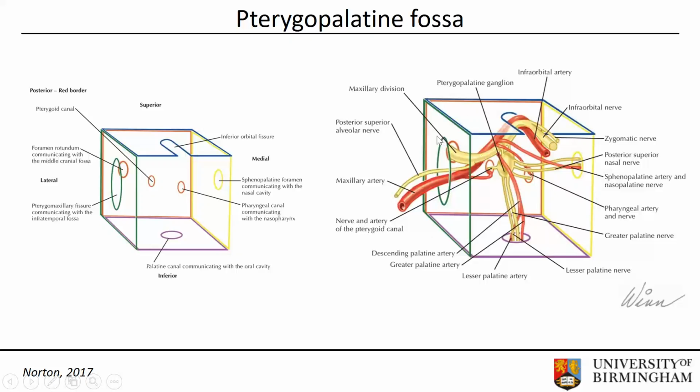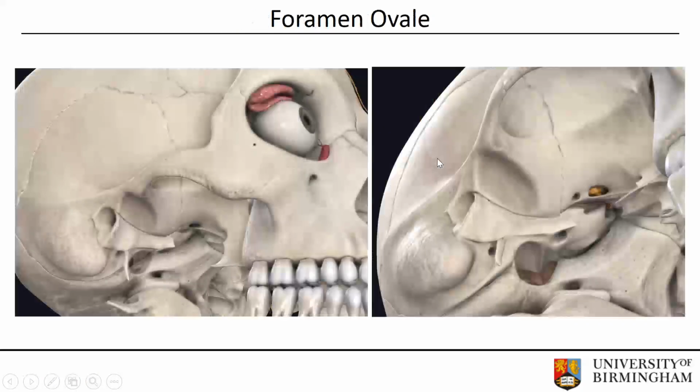Here we have the name of the nerve that passes through it. So this one is the maxillary division of the trigeminal nerve. Right, so now we will begin with the maxillary division.